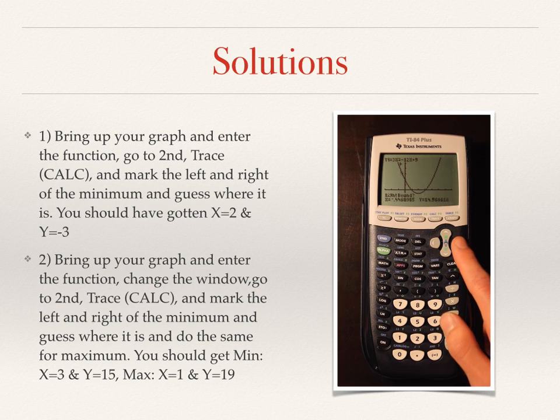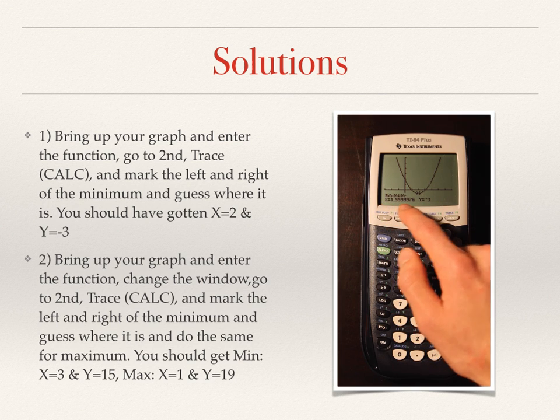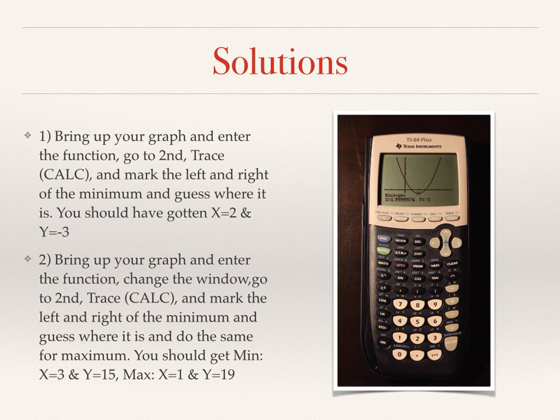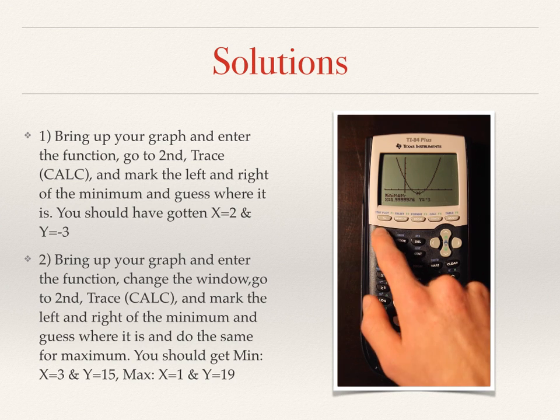For the 1 and 2, you're going to hit second, calc, and min and max. Well, this one's only minimum, so find the 2 points next to your minimum area, and bam, that should be your answer. X equals 2 and y equals -3, which you could round.